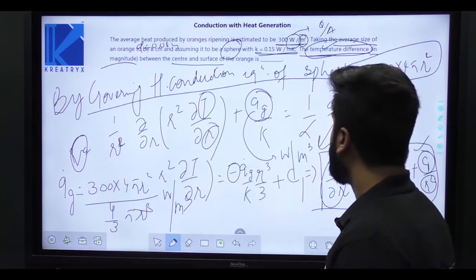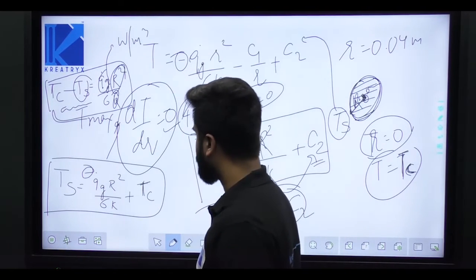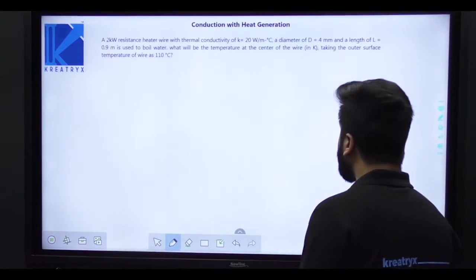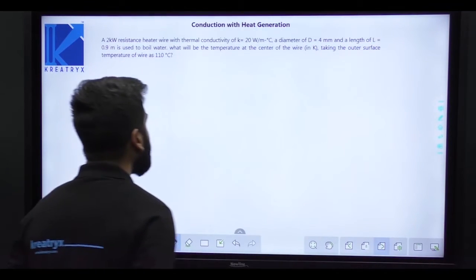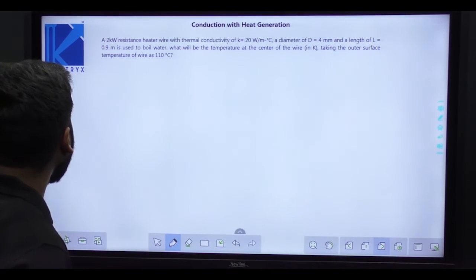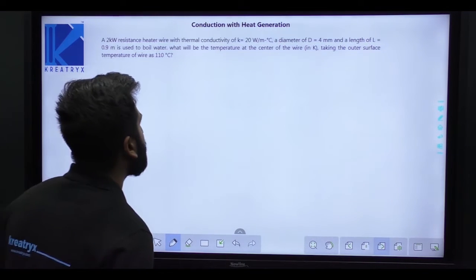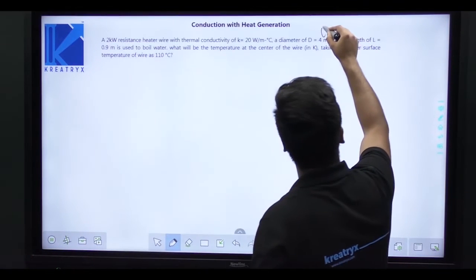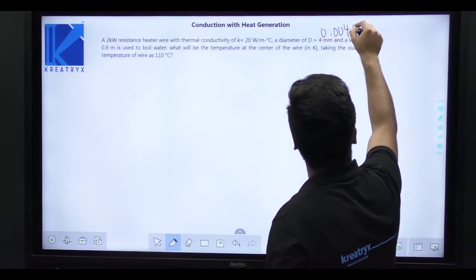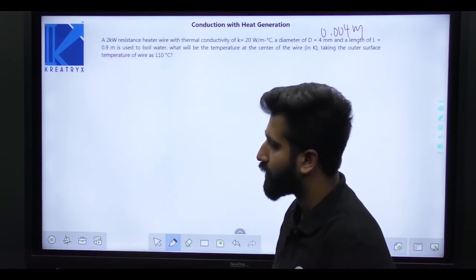So the temperature difference is 40 degrees Celsius. Okay. Next question. It's again a conduction with heat generation question, and the question is: a 2 kilowatt resistance heater wire with thermal conductivity of 20 watt per meter degree Celsius, diameter D equal to 4 mm, that is 0.004 meter, and a length of 0.9 meter is used to boil water.